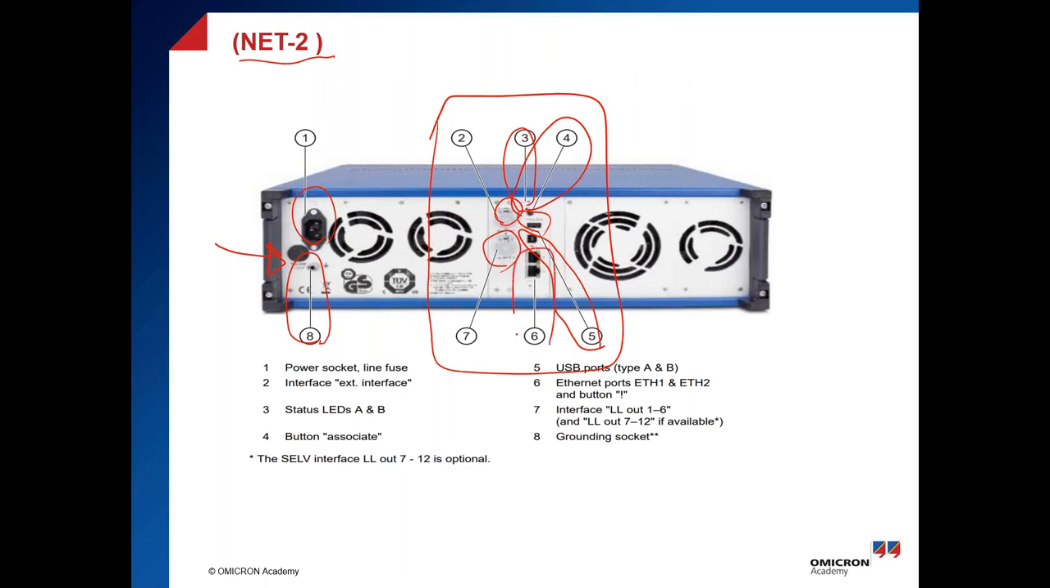Point number 6 is the 2 Ethernet ports, which are power over Ethernet. Why is it important? Because we have some accessories that need a power supply with communication at the same time. Power over Ethernet can give both the power supply and communication with the accessory at the same time.